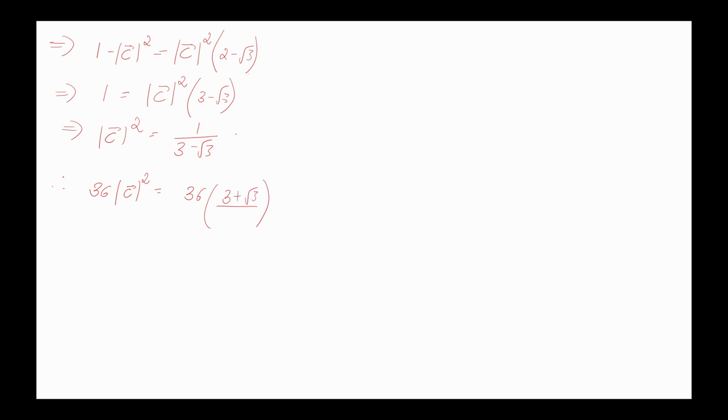So this would become 36 times 1 by 3 minus root 3. Just to simplify this, I have multiplied 3 plus root 3 below and 3 plus root 3 above, so that we can remove the root sign which is below. So this would become 9 minus 3. Basically this would become 6. From here we can get this. So 6 times 3 plus root 3 becomes our answer.